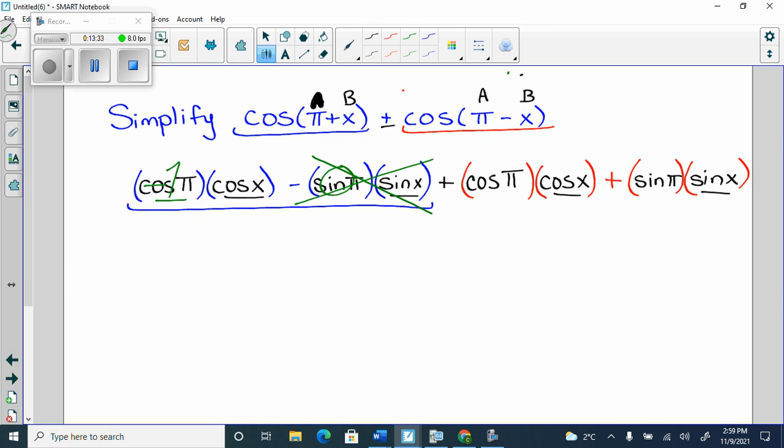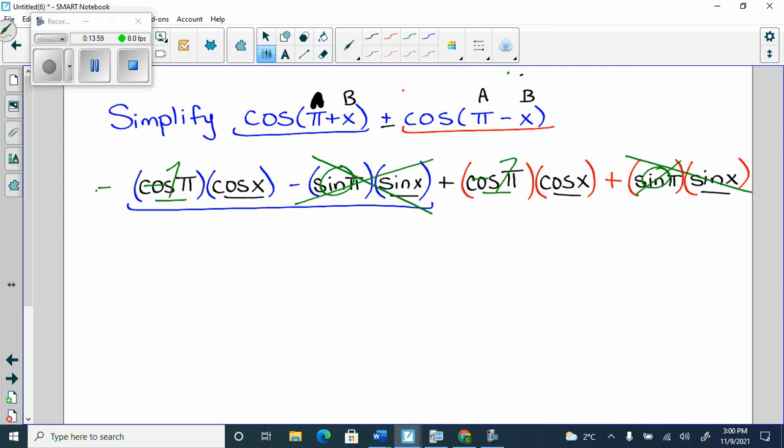All right. Cos of pi. Negative 1. Replace. Sine of pi, 0. Which means this is 0, which means that is 0, which means get out of my life.